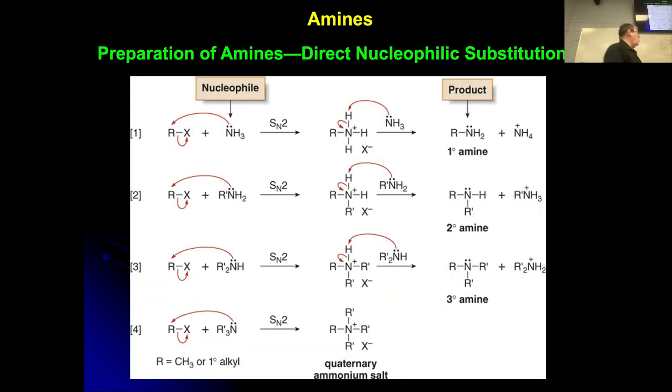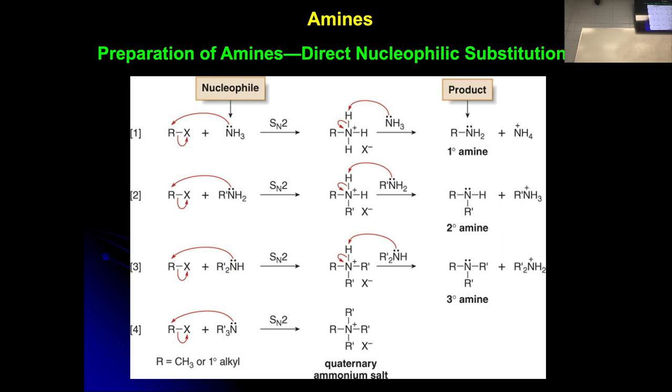So let's talk about how we can make amines. Not amends, amines. There's a couple of straightforward ways to make amines. And the easiest way is just by simply doing an SN2 reaction on an alkyl halide.